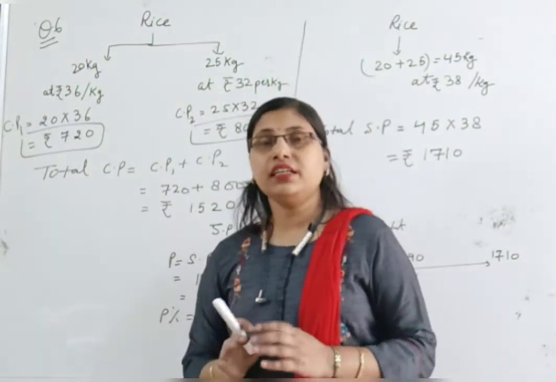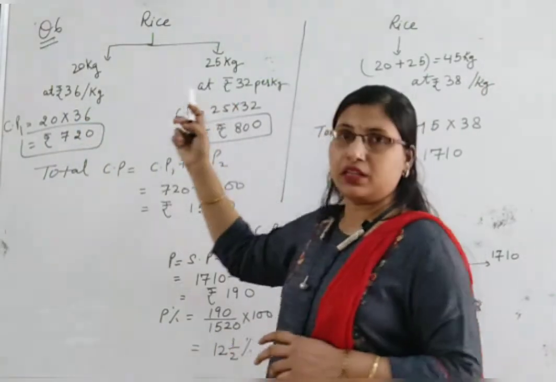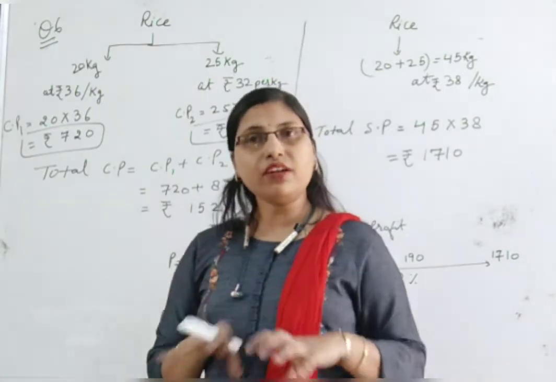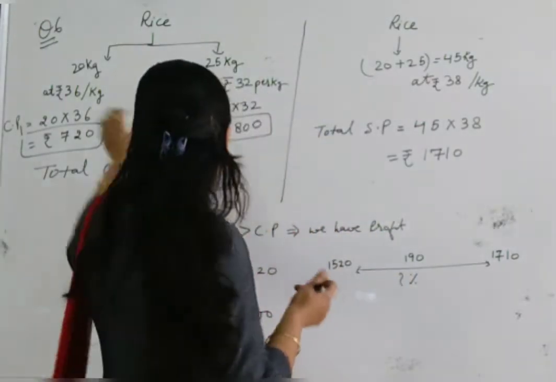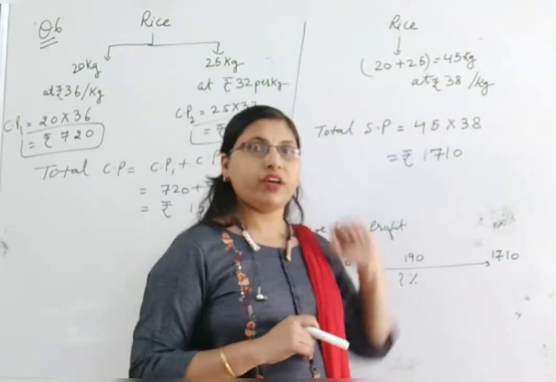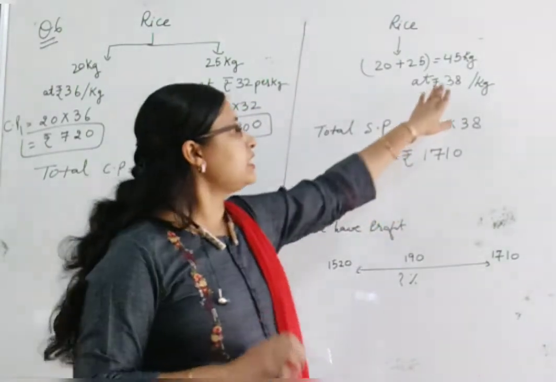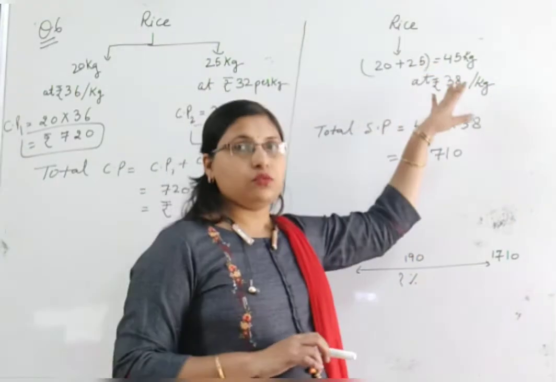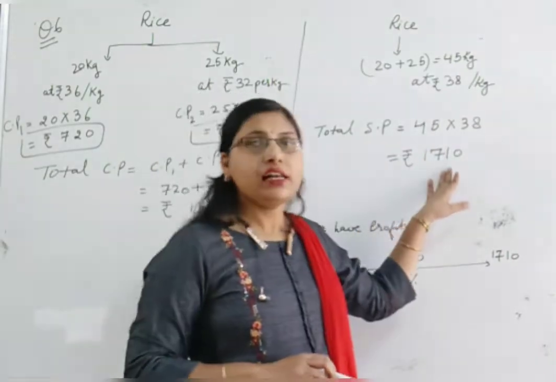Now what he has done? So these are the expensive and these are cheaper. So what he has done? He has mixed both the varieties. And after mixing, how much is the total quantity of rice? That will be the sum of these two, 20 kg plus 25 kg. So it will be 45 kg. Now all the rice he has sold at rupees 38 per kg. So what is the total amount he will get? 45 into 38, that will be the total SP.